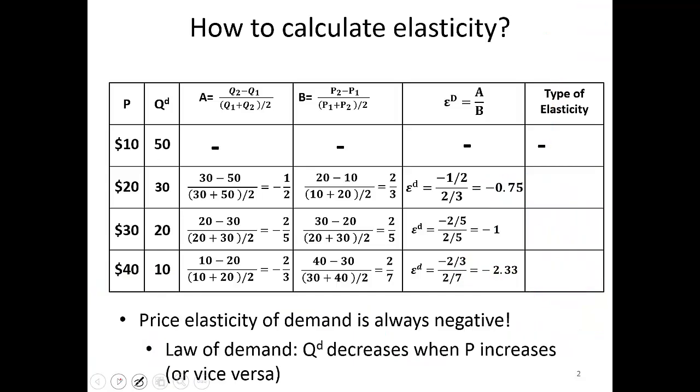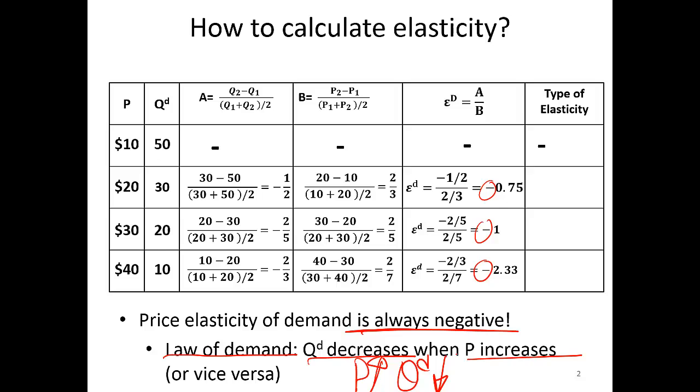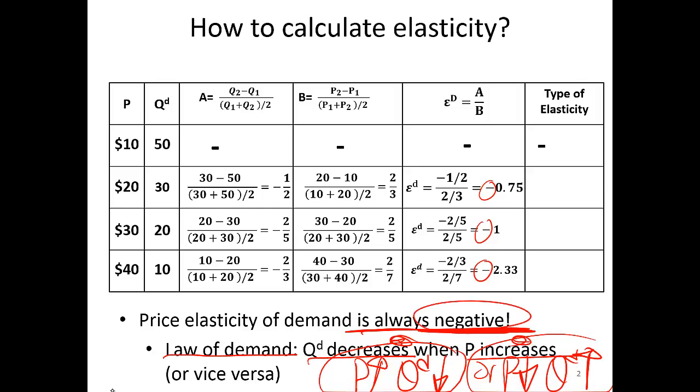So price elasticity of demand, look at this. The repeating theme here: always negative. It needs to be negative. Why? Because it quantifies the law of demand, and the law of demand says these guys move in opposite directions. Price increases, quantity demanded decreases, or price goes down, quantity demanded goes up. Whenever two variables move in opposite directions, the relationship between them is negative, and price elasticity of demand measures that response, so it's going to be always negative.